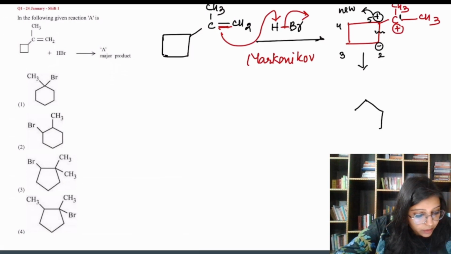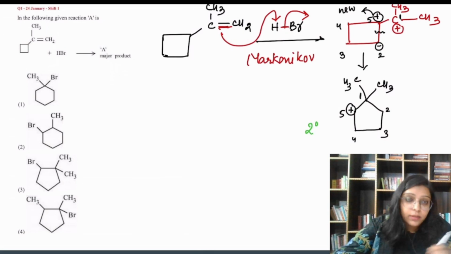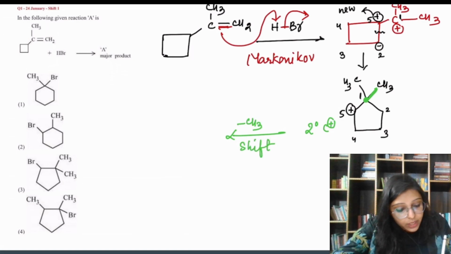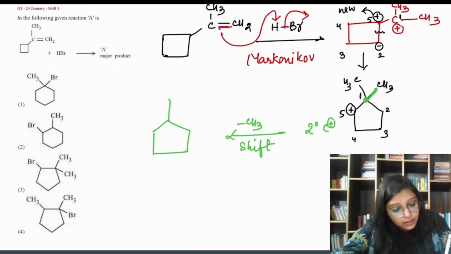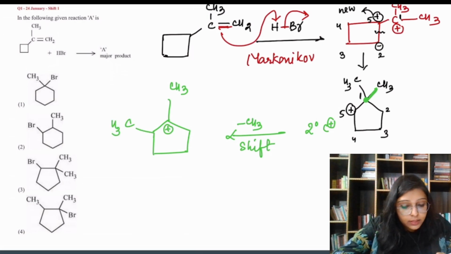So let me write the 5-membered ring. So this is number 1 carbon. Number 1 carbon is bonded to 2 methyl groups, CH3 and CH3. Then we have second, 3, 4, 5. On the 5th one, we have carbocation formation. Here we have a 2-degree carbocation. Now if you see this position, here we have a methyl group. So if you do a methyl shift, we can generate a 3-degree carbocation. C, CH3 positive and CH3 over here. Okay?